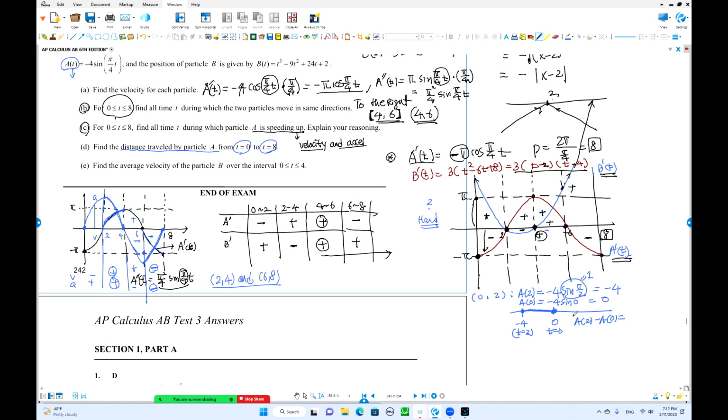Negative 4 minus 1, but you need the absolute value, okay? That is the distance. All right, so the travel distance is 4. Is it okay?